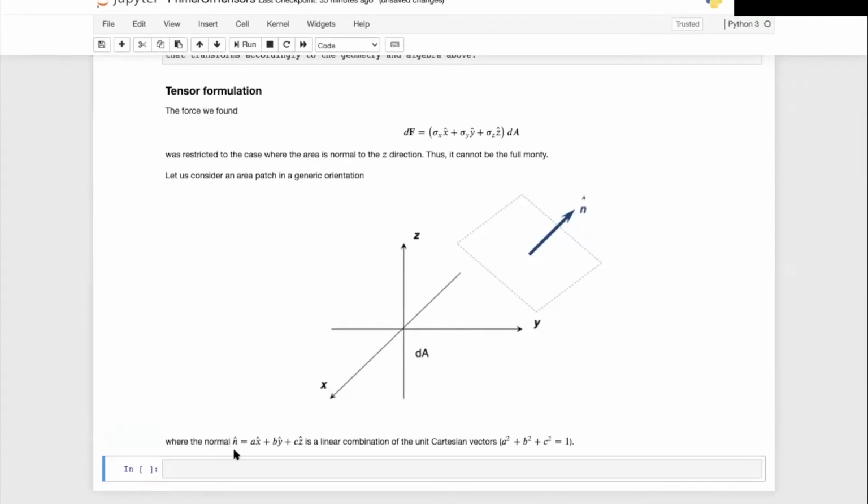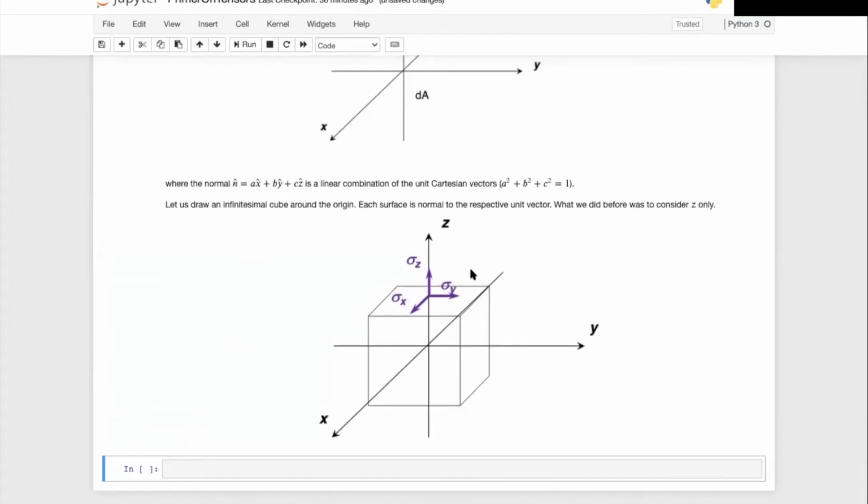For this patch, the normal n-hat is a linear combination of the unit vectors in x, y, and z. So let us draw an infinitesimal cube around the origin. So each surface is normal to the respective unit vector. What we did before was to consider only the surface that is normal to z. Therefore, we had these three components of the stress. That was simply called sigma x, sigma y, and sigma z.